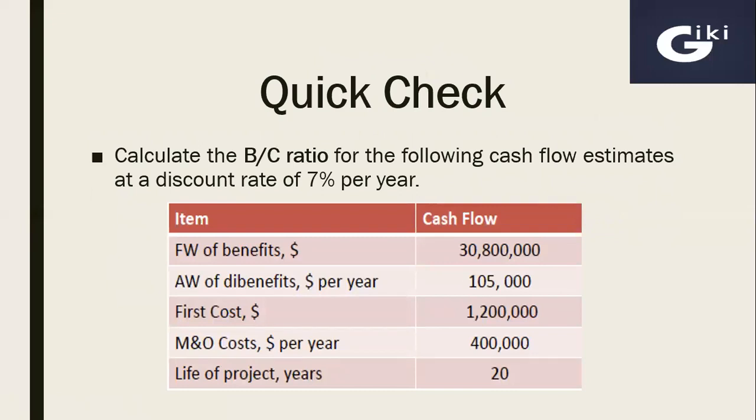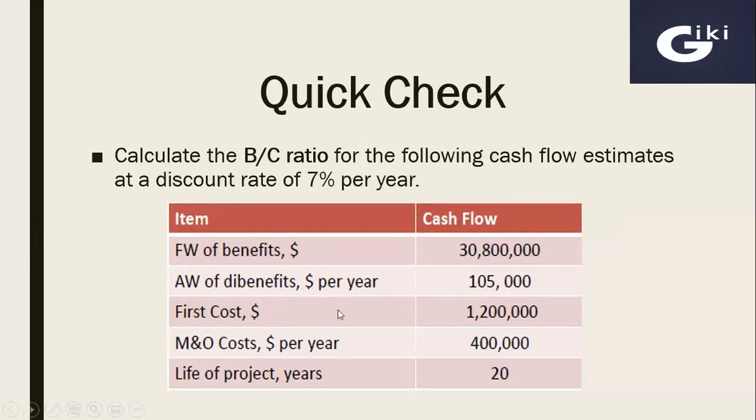Now here is another example. We need to calculate the B over C ratio for the following cash flow estimates at a discount rate of 7% per year. Now rate of interest is 7% per year, and we are given future worth of benefits, which is 30.8 millions. Now this is future worth and it's better to convert it in annual worth. So we have to convert future worth of benefits into annual worth of benefits.